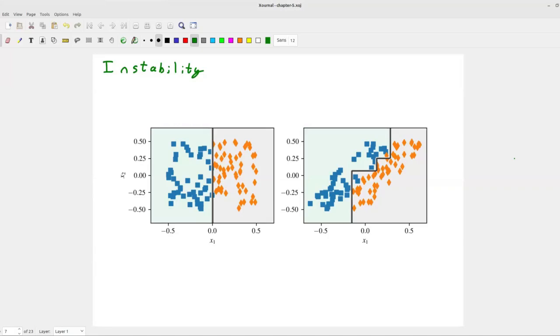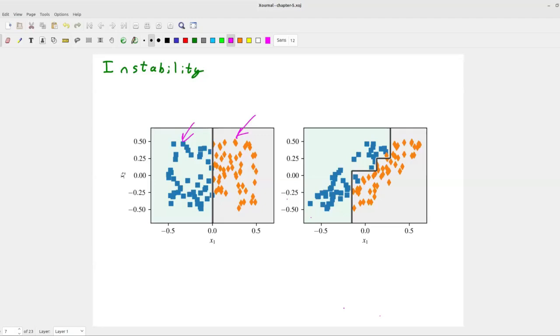Instability. While decision trees offer simplicity, interpretability, and versatility, they certainly do have some drawbacks. One is that they're quite unstable to something called rotation, and this figure shows that quite well. So let's say I have two pieces of data. I have blue squares and I have purple diamonds, right? I can build a decision tree with a depth of 0 or 1 that perfectly classifies those.